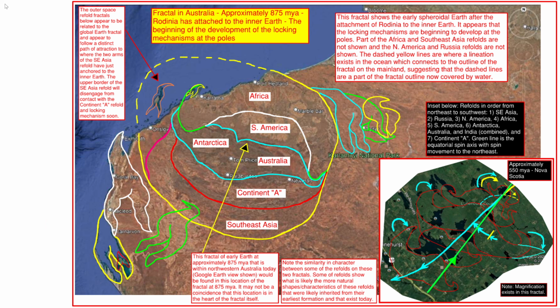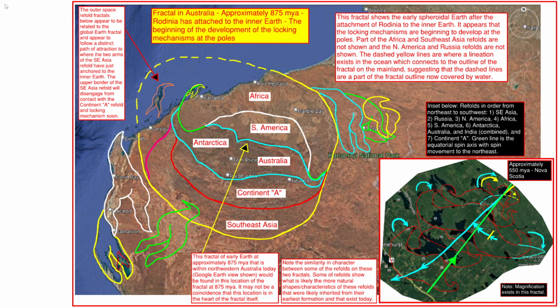Okay, this is a fractal of the early Earth, and it's in Australia about 875 million years ago. It's sort of like the Theia impact. The chain structure consists of several subdivided refolds. There were the 7 landmasses I talked about, all lined up in a chain. I call it the Rodinia chain structure because there are 7 subdivisions, and 5 of them are seen here.